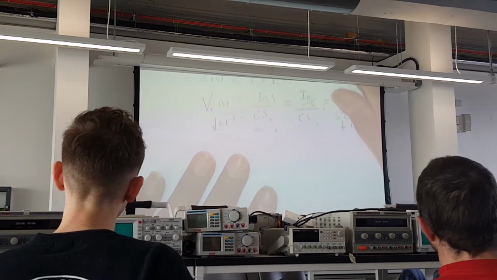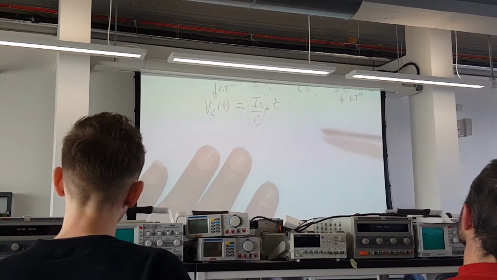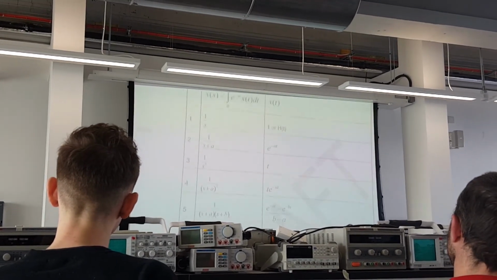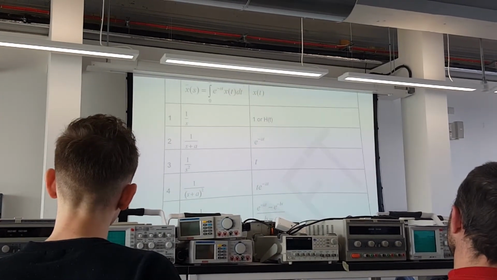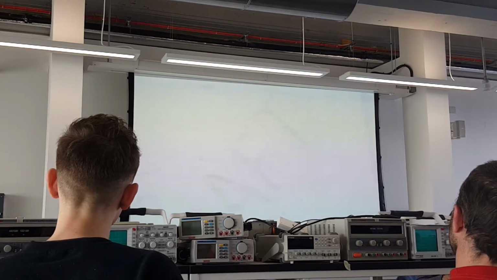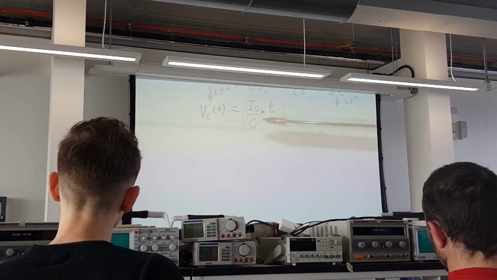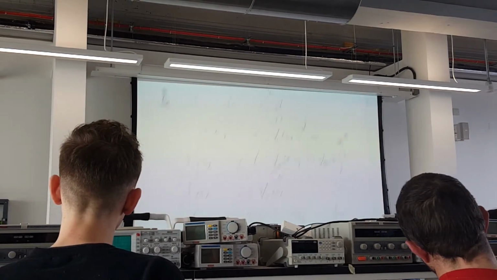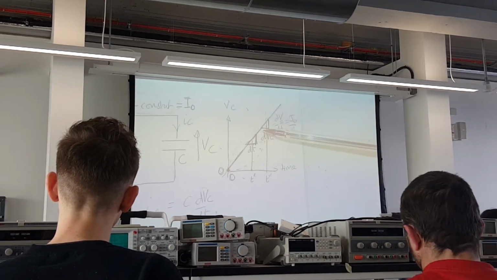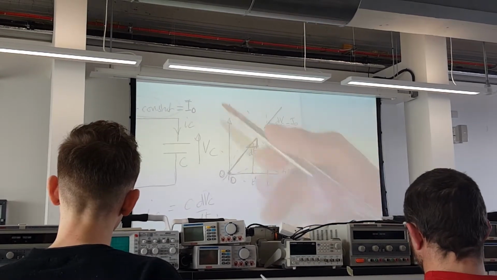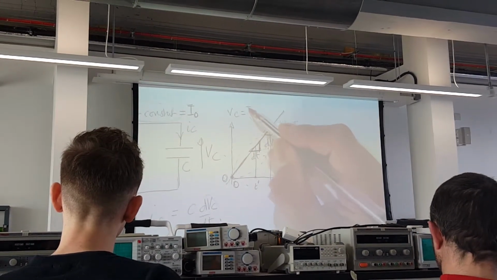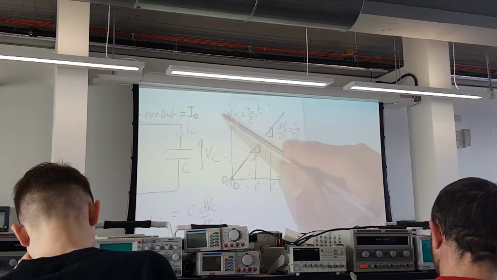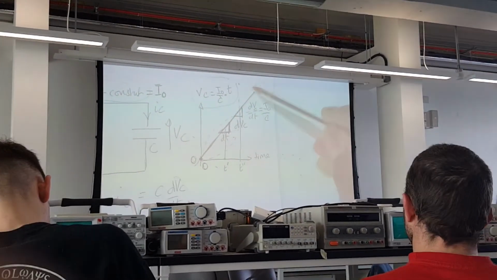Let's inverse the Laplace transform, using your Laplace transform tables, a copy of which you will have in the exam. You inverse the Laplace transform, you get this. And believe it or not, what this is saying is, you could plot it like this here. That is Vc equals I naught over c times t. That is the expression for that line, like that.